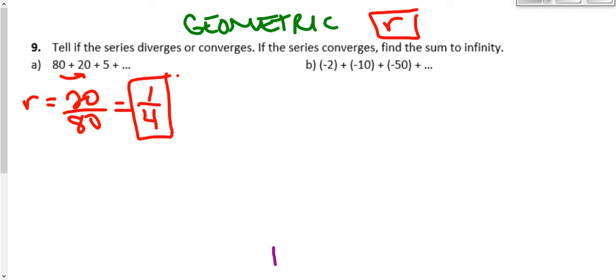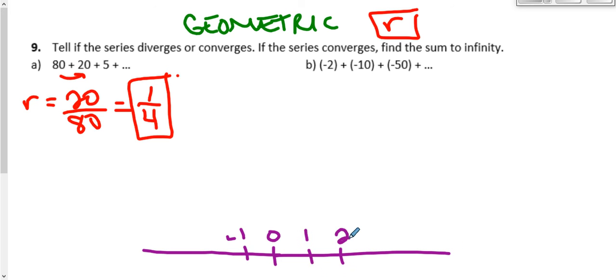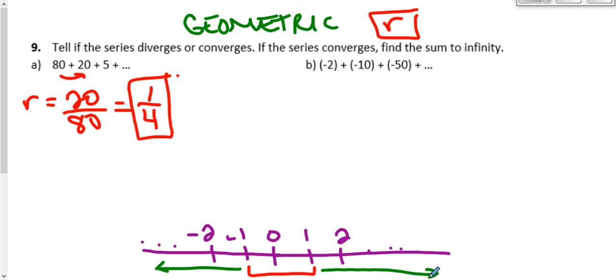Let's look at a number line down here. 0, here's -1, here's +1, and here are all our other numbers. Here's -2 and all our other numbers. The only window where we have converging is right here. Everything else diverges. So the number we just found, -1/4, is right here between -1 and 1, which means this is going to be converging.